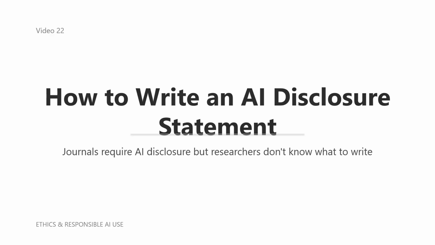Then there's the fear factor. Many researchers worry that disclosing AI use will make their work seem less original or less rigorous. They've heard stories of reviewers who are skeptical of any AI involvement, so they're tempted to minimize their disclosure or avoid it entirely. This fear is understandable but misguided. The academic community is moving toward transparency, not away from it. Researchers who disclose AI use appropriately are seen as ethical and thorough. Those who hide it and get caught face serious consequences. What you need is not avoidance but precision. Say exactly what you did in terms that are accurate and professional.